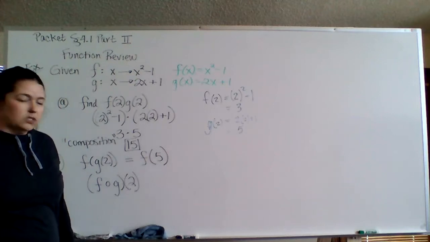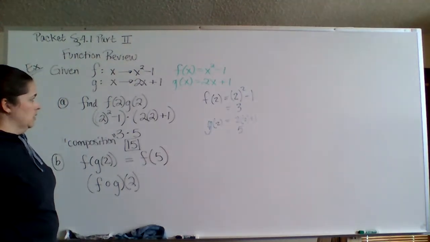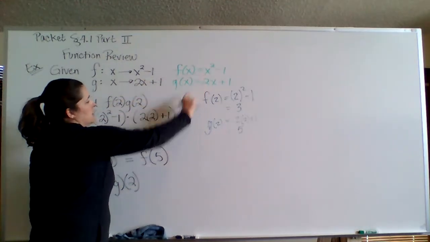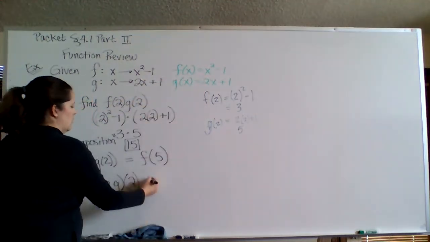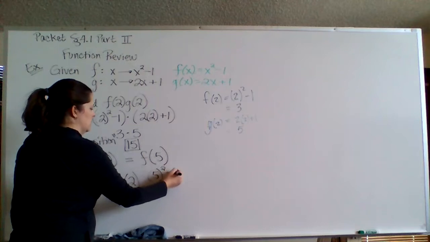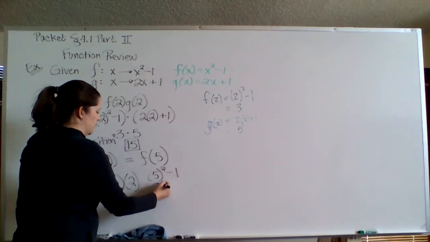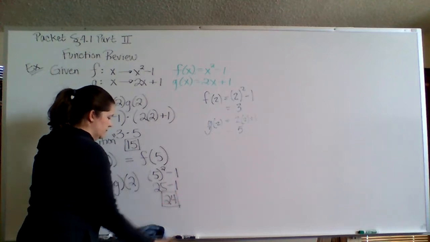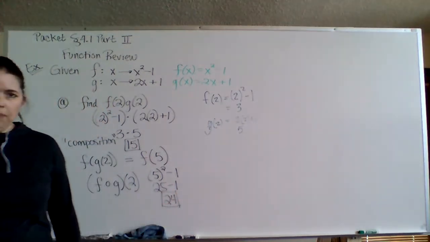And so now I want to evaluate f of 5. So I go to my f rule. Here's my f rule. Wherever there's an x, there's only one x, I'm replacing it with a 5. So I would have 5 squared minus 1. So 25 minus 1, which would give me 24. So there's a little composition.